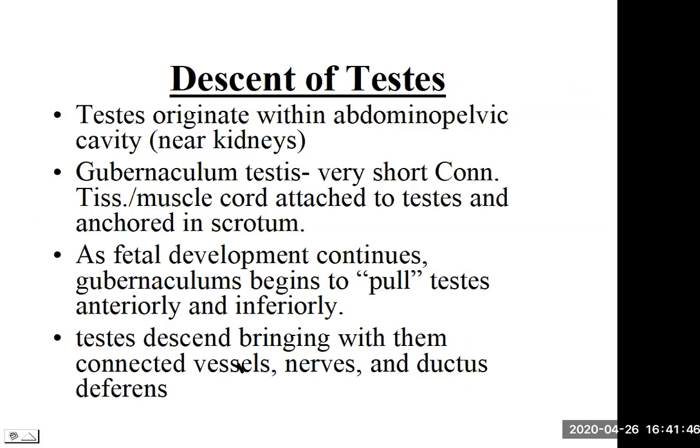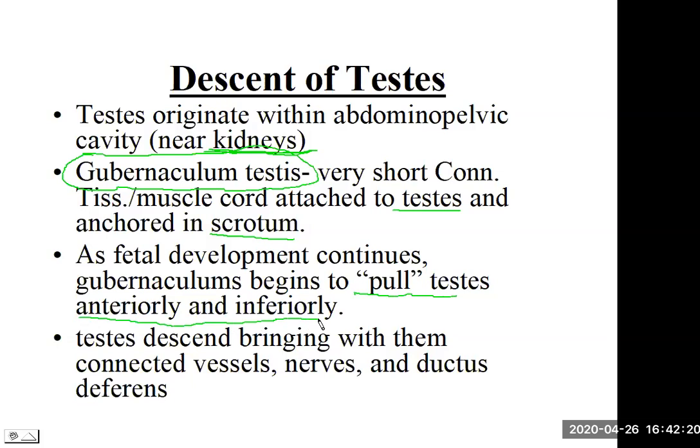So describing it in the text here, the descent of the testes. Again, the testes originate and develop in the retroperitoneal space, close there to the kidneys. And here's that structure of the gubernaculum testis, connected to both the developing testis and the developing scrotum. And just truly, as that male fetus is elongating, growing bigger, literally pulling the testis forward and downwards.